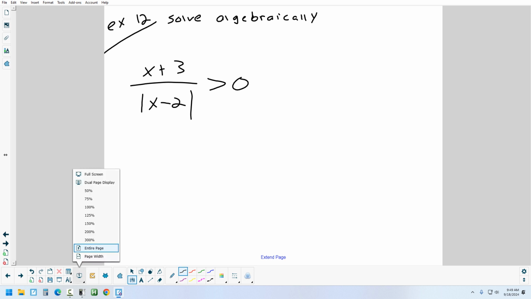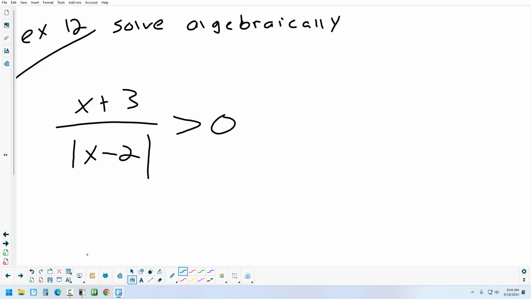Okay, so it says the absolute value of x plus 3 divided by x minus 2 is greater than 0. So think about this a little bit. You have a fraction. You're dividing something by something, and you're getting an answer that's greater than 0. To divide two numbers and get something that's greater than 0, what kind of numbers do you have to divide? A what over a what? Yeah, you could do a positive divided by a positive, and you'll get an answer greater than 0. What else could you have?